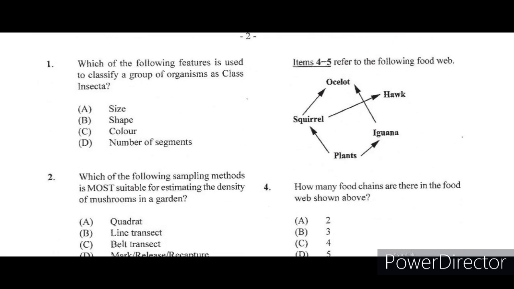Oh, here we go. All right, number one asks us which of the following features is used to classify a group of organisms in the class Insecta: shape, size, color, or number of segments. It's number of segments.